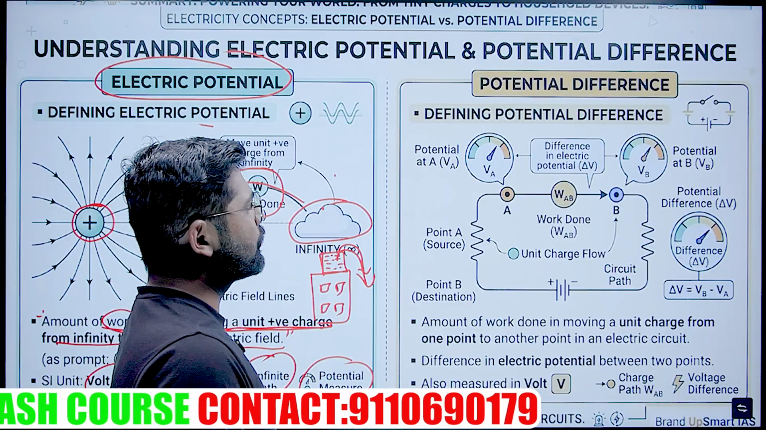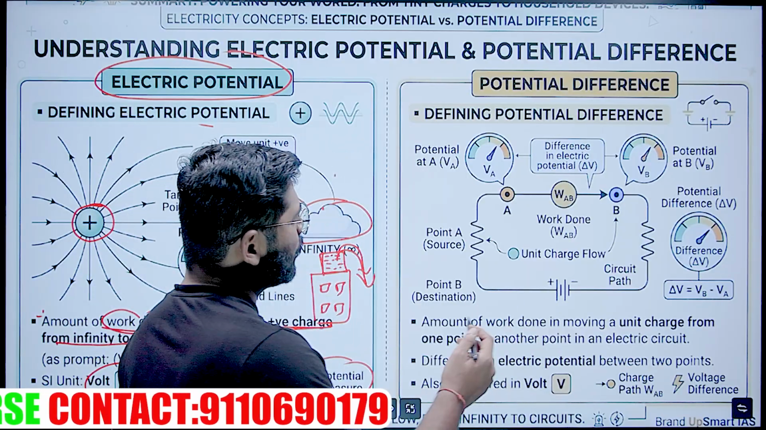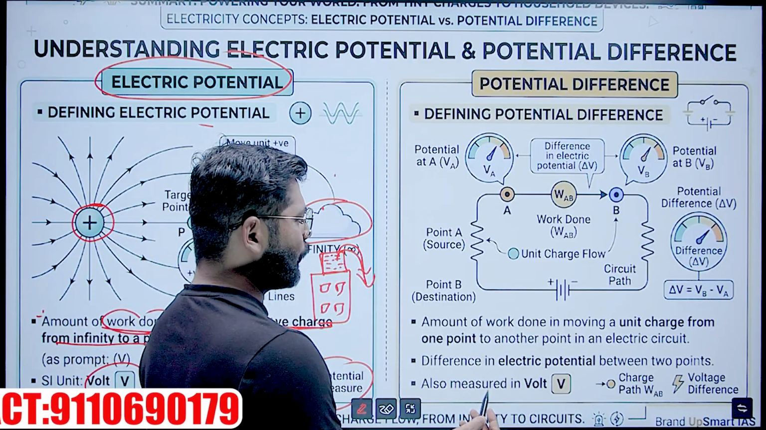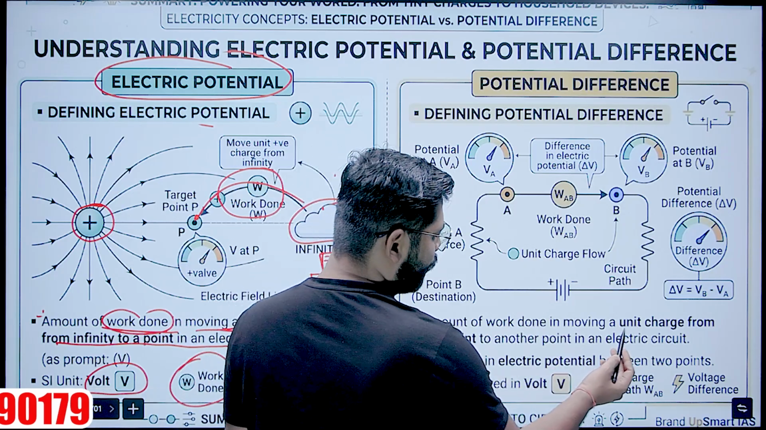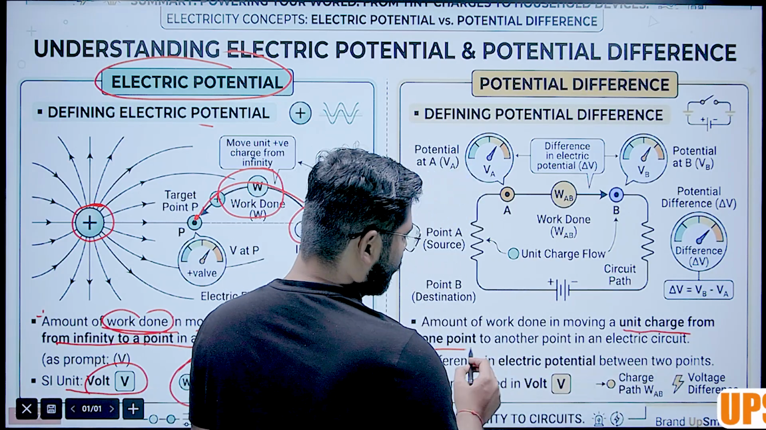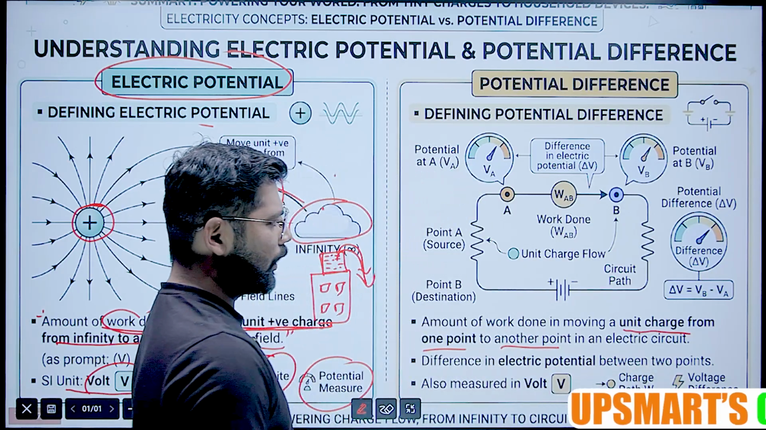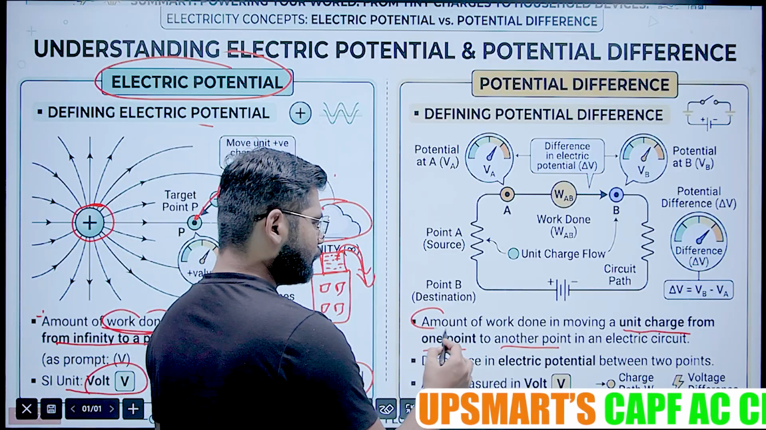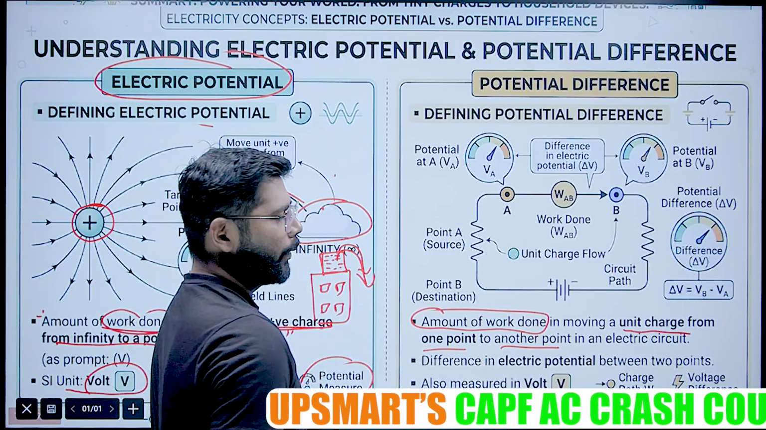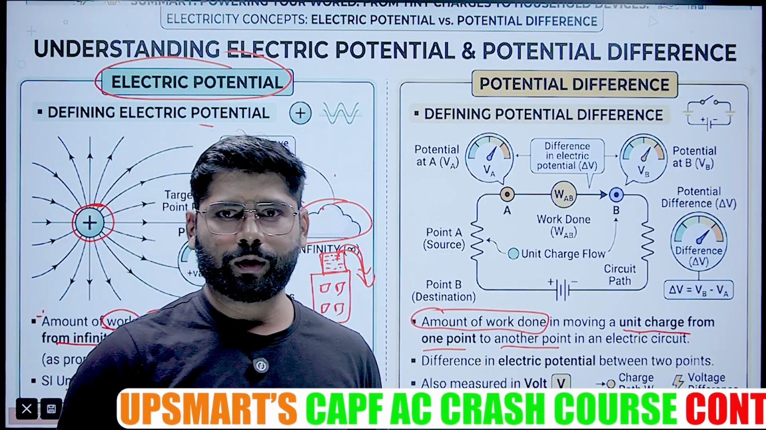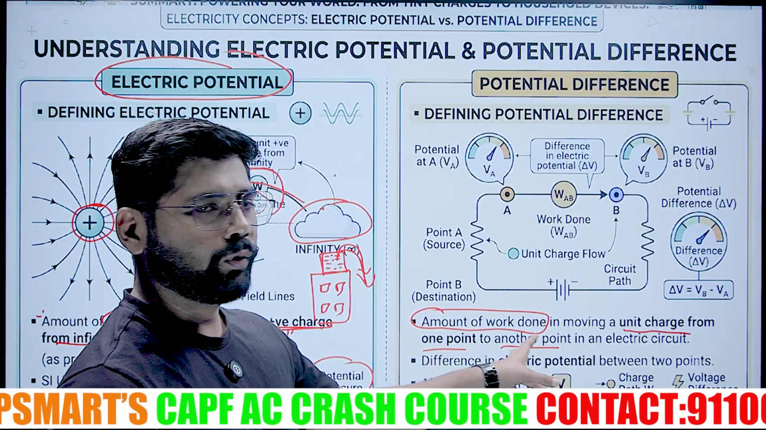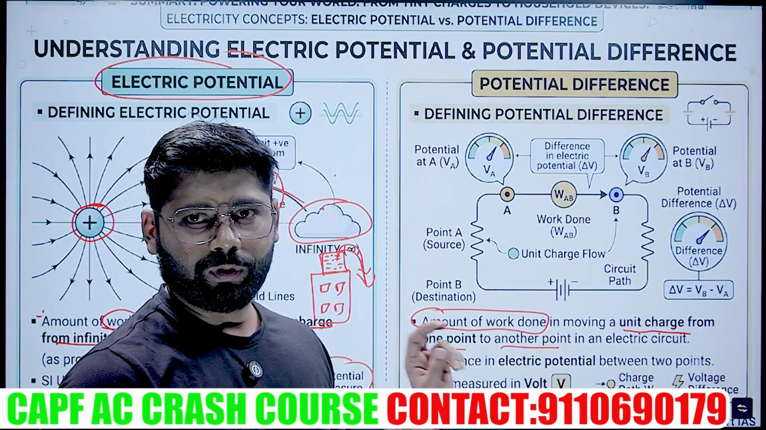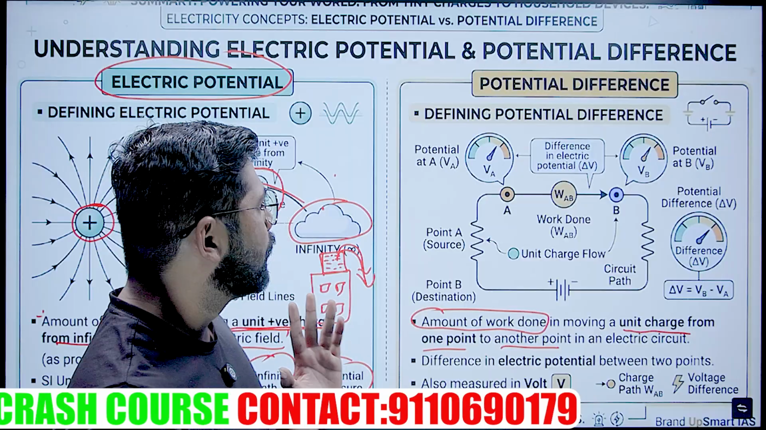Next, potential difference. What is potential difference? Potential difference is where we calculate the amount of work done in moving a unit charge from one point to another. The potential is the capacity to do work. The difference that we measure in the work done from one point to another point is nothing but potential difference.